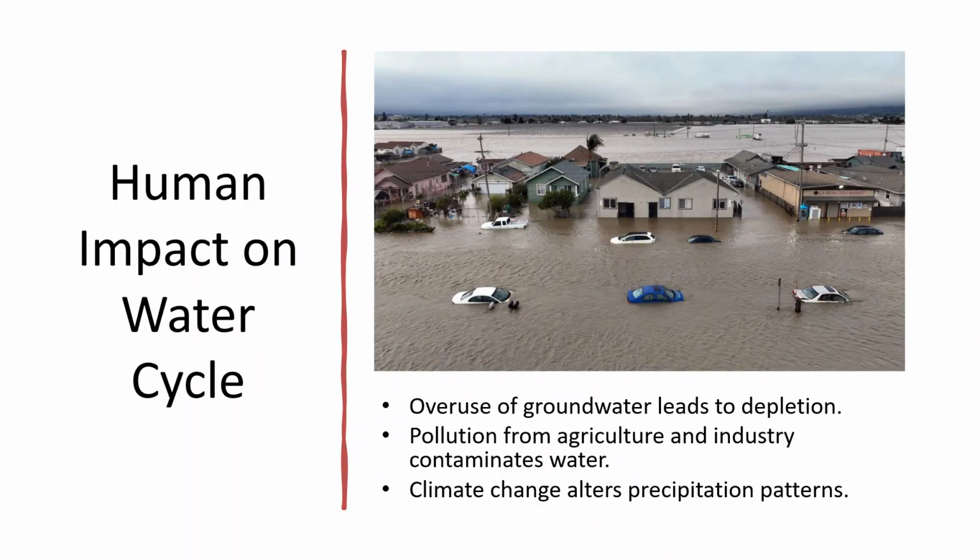Humans disrupt the water cycle in several ways. Overusing groundwater can deplete aquifers. Pollution from agriculture and industry contaminates water sources. Climate change is altering precipitation patterns, which can cause droughts in some regions and flooding in others.